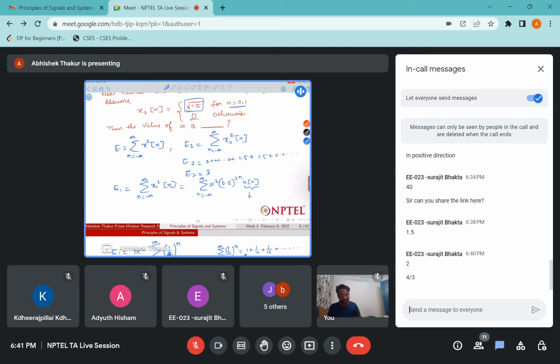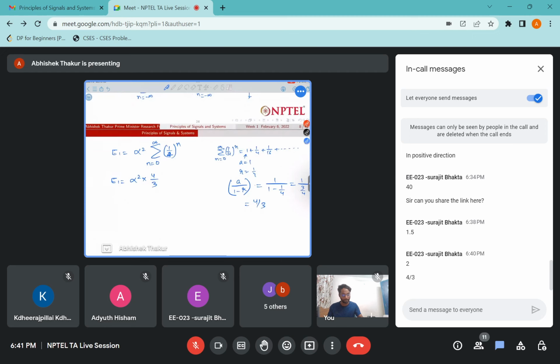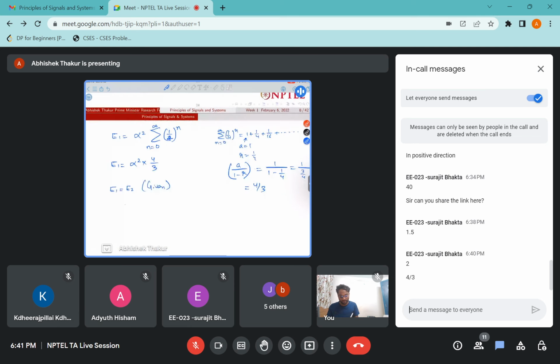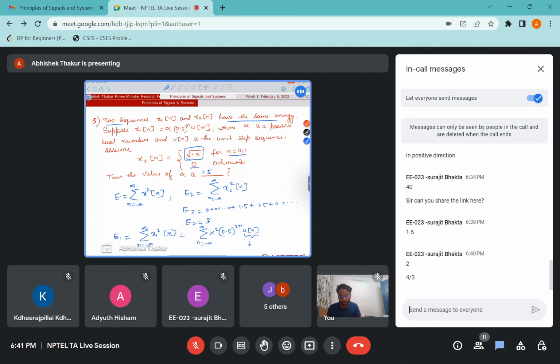In this question, what is given? Two sequences have the same energy, so E1 is equal to E2. This is given in this question. And our E2 is 3. So alpha square into 4 by 3 is equal to 3. Alpha square is equal to 9 by 4, which implies that alpha is equal to 3 by 2, that is 1.5. Yeah, correct. So the value of alpha is 1.5.